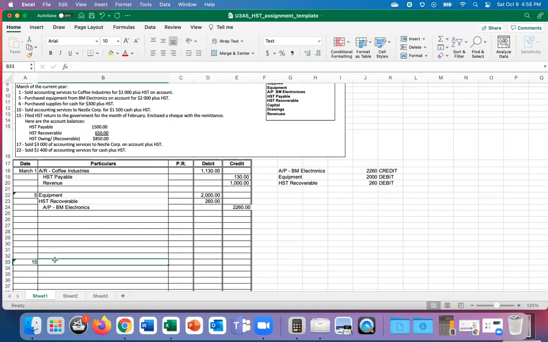All right, so this one is actually pretty straightforward. It just looks a little bit confusing, but the basic idea is this.